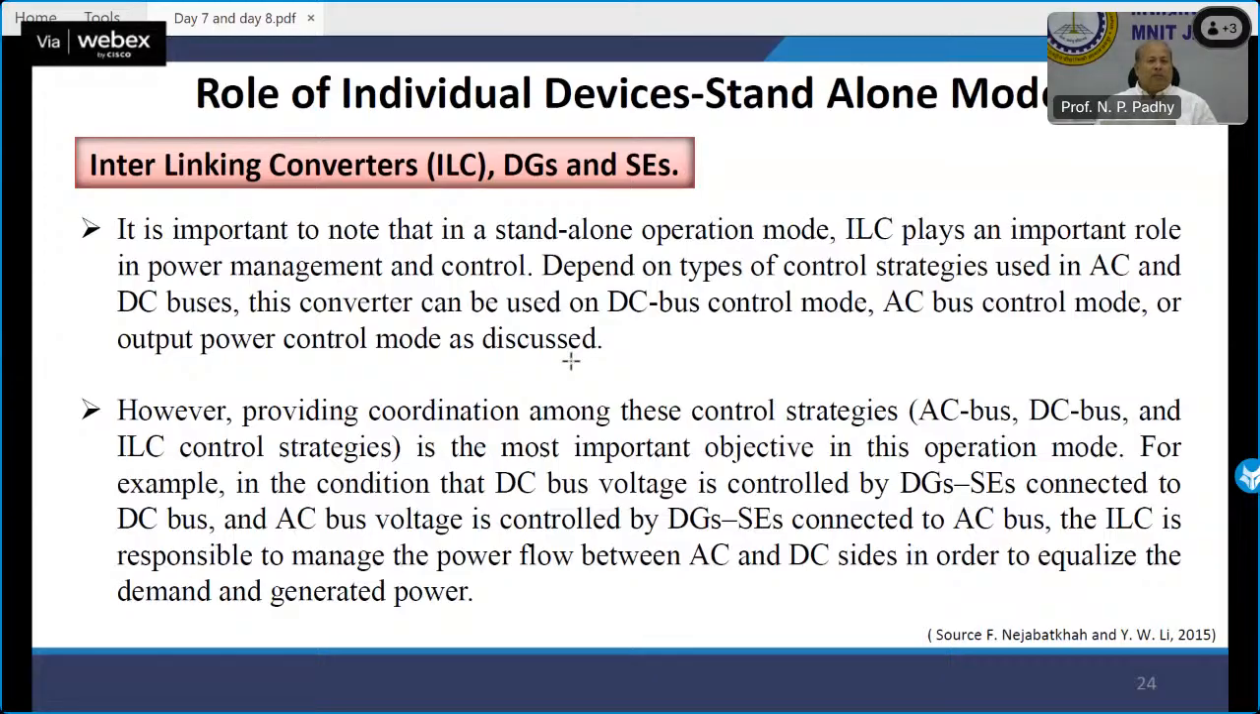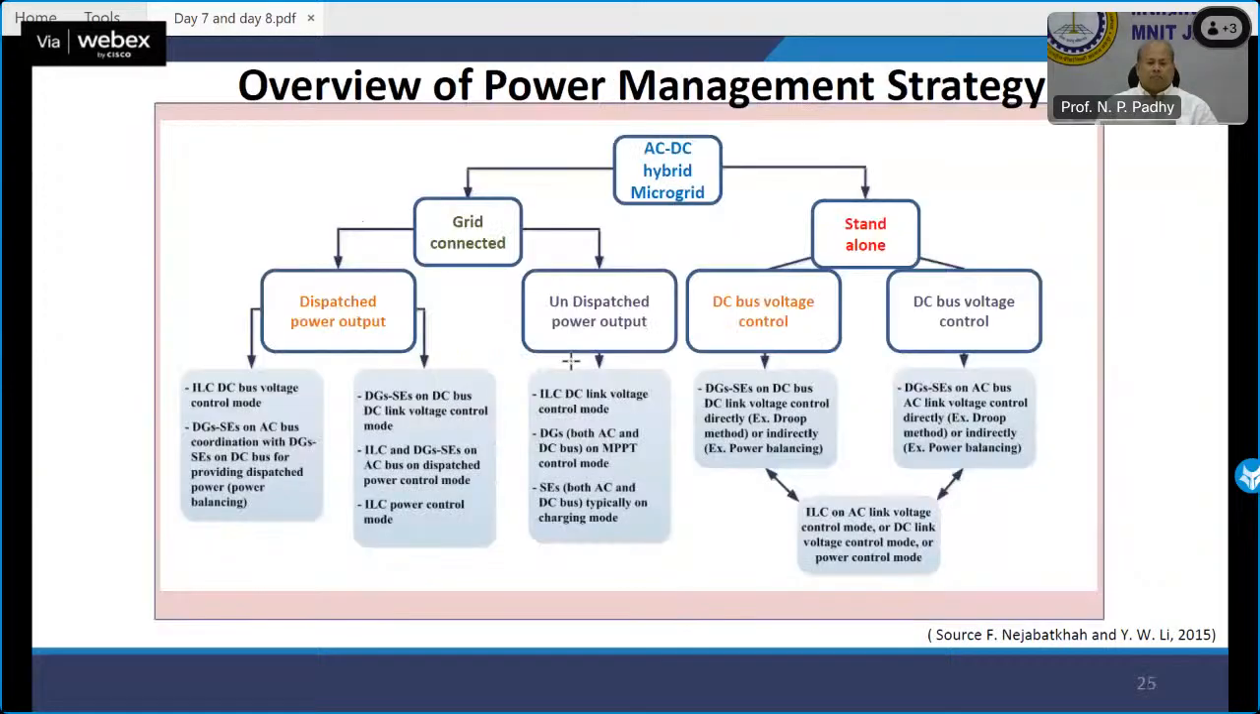For example, in the condition that the DC bus voltage is controlled by DGs and ESSs connected to the DC bus, you have a DC bus, so you have many DGs and many storage devices. They decide the bus voltage here, am I right? And the AC bus voltage is controlled by DGs and ESSs connected to the AC bus. The ILC is responsible for managing the power flow between AC and DC. So that means the voltage you fixed here by DC, by AC, so the power flow between the AC bus and DC bus will be decided by the ILC.